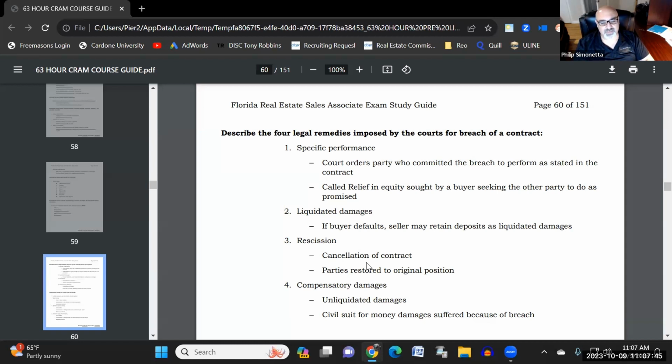Rescission is cancellation of the contract, and the parties are restored to original position. Buyer and seller both agree. They cancel it. They give the money back. No problem, right?